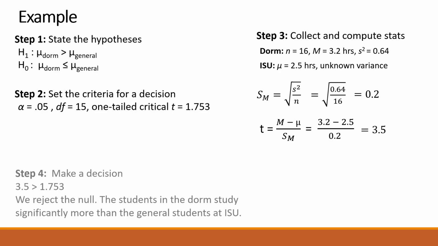So our last step is to make a decision. 3.5 is greater than 1.753, so we reject the null. The students in the dorm study significantly more than the general students at ISU.